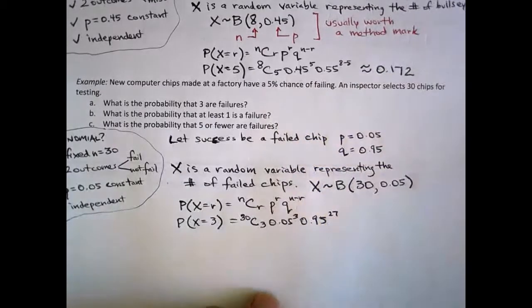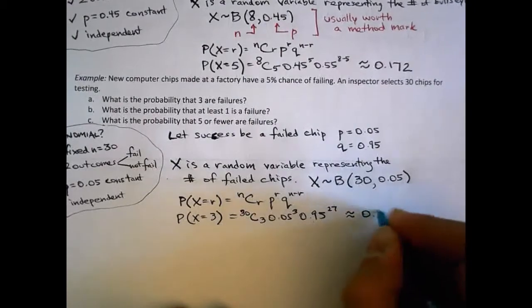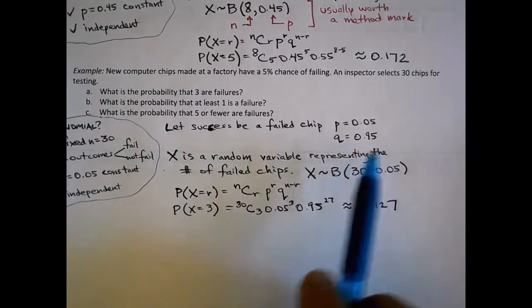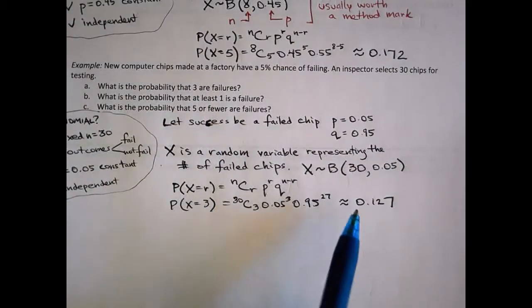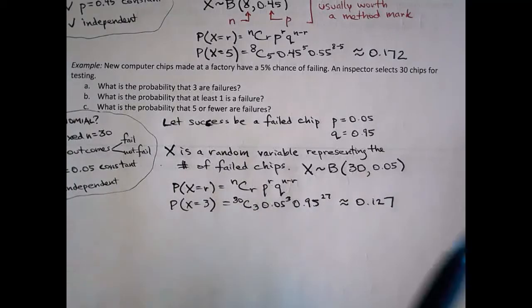Whew. And I get 0.127, so about 12%, which makes sense, right? If you're reaching in, you have pretty good quality, the chance of getting 3 failures is quite low. Now, what we're going to show you is that we can actually do this with a calculator.